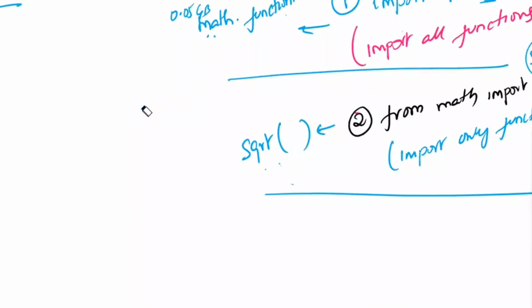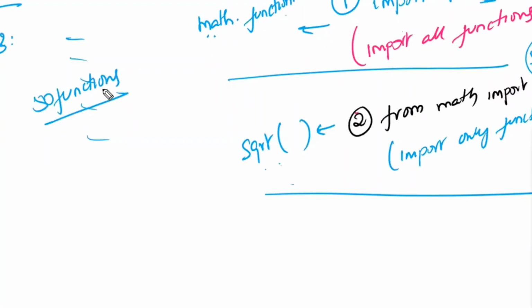Now, sir, if time is not a concern for me, which one is best? Question number 2. If time is not considered, you can choose anything. Choice is yours. Whichever you feel is easy. Now, sir, question number 3. Sir, in this math, assume 50 functions are there. Sir, do these 50 functions have to be learned? No need.